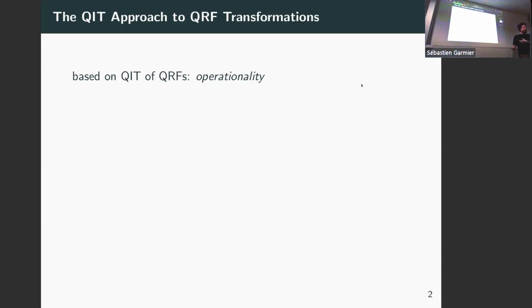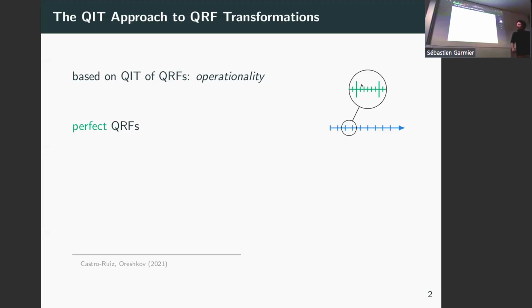So a theory is operational if it fits well the actual things that you do in reality. So motivated by this, we want an approach that is based on the quantum information theory of quantum reference frames. Then, of course, we want to transform between reference frames. And there are, roughly speaking, two types of reference frames that we're interested in. One is the so-called perfect quantum reference frame. So the picture I have here is more of just a perfect reference frame in general, without necessarily being quantum.